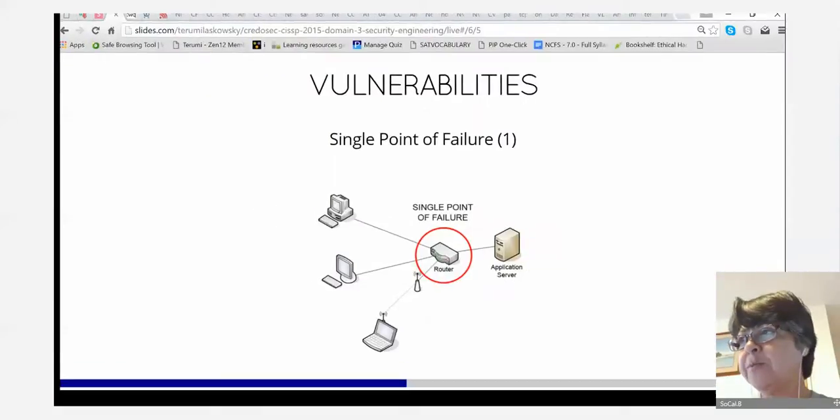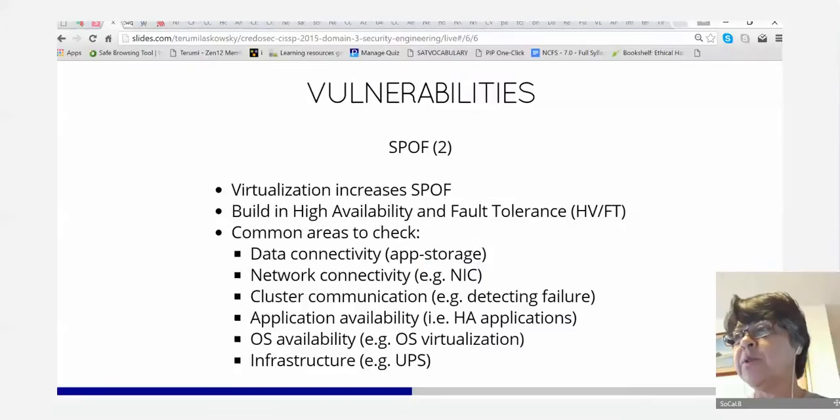So single points of failure number 2. Virtualization increases single points of failure. Oh, how come? Why would doing virtualization increase your threat from single points of failure? Added more surface area and more components that can fail.